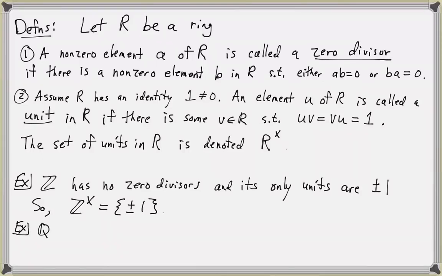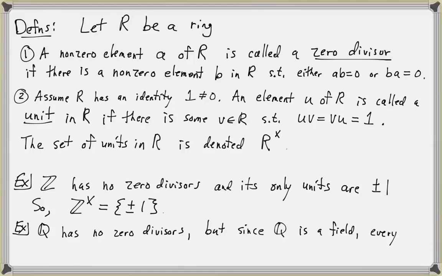Now the set of rational numbers again has no zero divisors. But since the set of rationals is a field, every non-zero element of the rationals is a unit. So for any field, the set of units is equal to the ring minus zero.